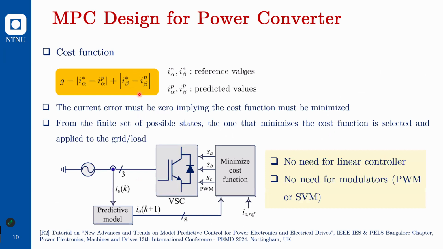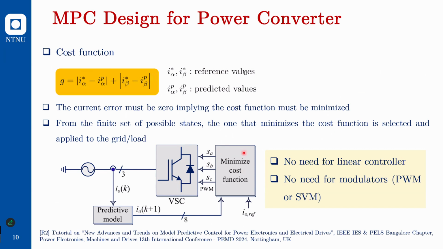So if you'll notice here, the cost function that we have defined is the difference between the reference current and the predictive current, because that's our objective. We are going to manipulate our output current so that it follows its reference value. We have written P here because this means it's the predictive current.